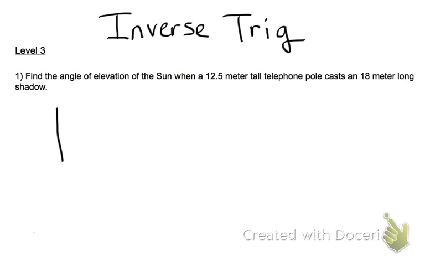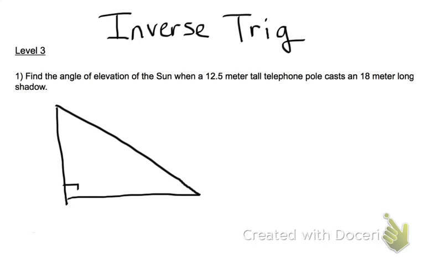So first I'm going to draw my triangle, my right triangle. And there's my right angle. Okay, and then if we look at the question again, it says a 12.5 meter tall telephone pole. So let's assume that this is the telephone pole right here. So that's 12.5 meters tall. There's our unit, meters. And it casts an 18 meter long shadow.